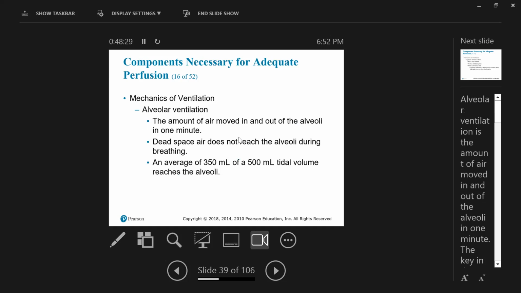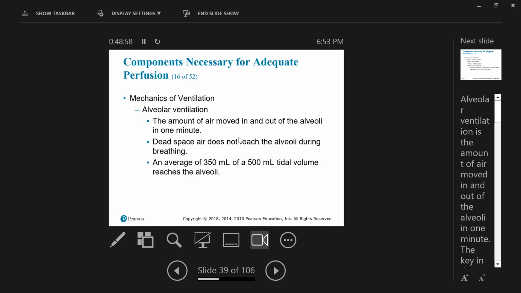Alveolar ventilation is the amount of air moved in and out of the alveoli in 1 minute. Dead space is whatever is there to keep the lungs open. If you want to blow all the air out, you can forcefully try to do it. You take a deep breath and blow out air, and then blow out more air, and then more air. But there's compliance in there. There's an amount of oxygen in there that will actually keep the lungs open.